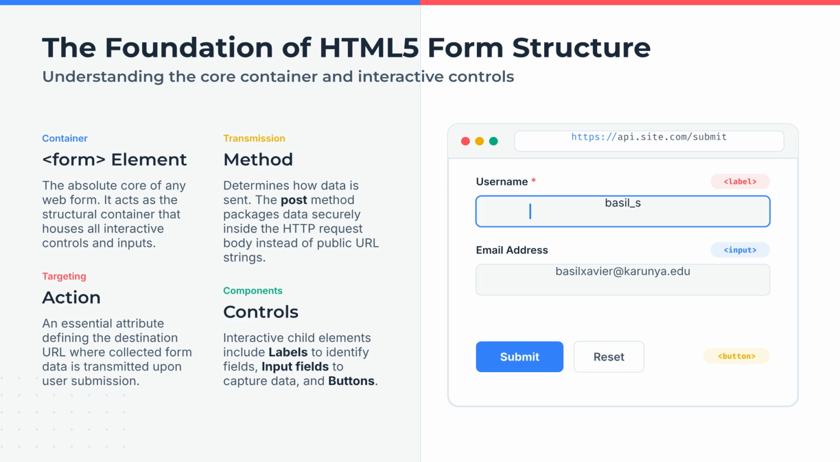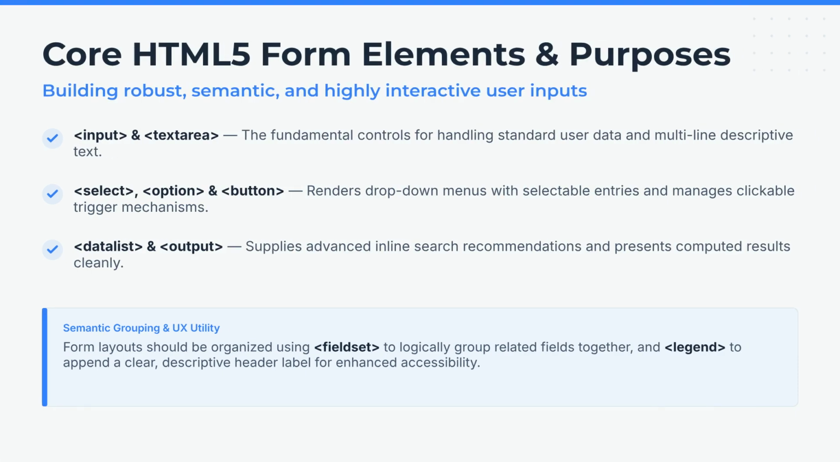The foundation of any form is the <form> element. It uses the "action" attribute for routing and the method attribute to secure data transmission, housing all labels, inputs, and buttons. HTML5 offers a variety of semantic elements. From standard text and text areas to data lists for search suggestions, these tools help build accessible and robust user experiences, especially when using field sets for logical grouping.